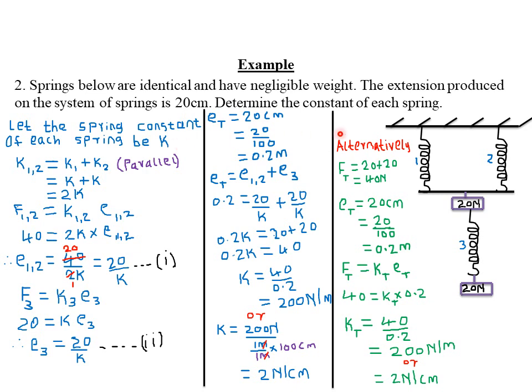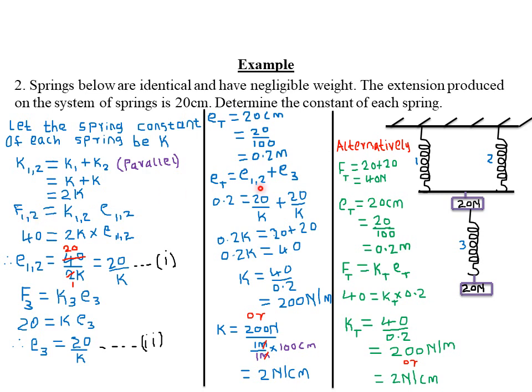Therefore, to find the spring constant acting on springs 1 and 2: remember, 1 and 2 are parallel to each other, so their effective or total spring constant will be the summation of the individual spring constants. Because each spring has a spring constant of K, to find the K for springs 1 and 2, we'll take K1 and K2. But remember that the spring constant for each spring is K. Therefore, K1 is K and K2 is also K. Therefore, the spring constant due to springs 1 and 2 will be equal to K plus K, which is equal to 2K.